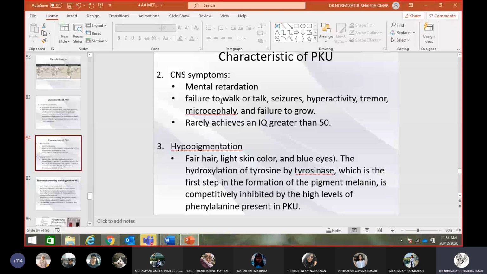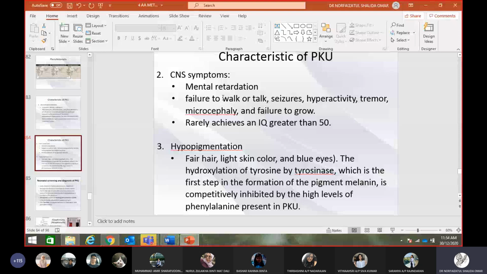Failure to walk or talk, seizures, hyperactivity, tremor, and rarely achieving an IQ greater than 50. Which is why early detection is important, so that we can give earlier strict dietary treatment to avoid these kinds of symptoms. Again, hypopigmentation, because no tyrosine is being produced, so it has fair hair and light skin color.